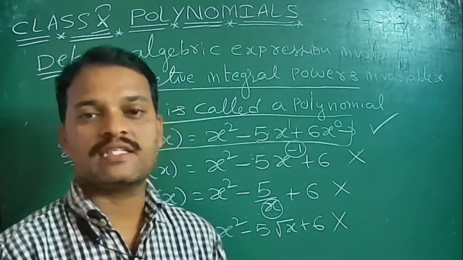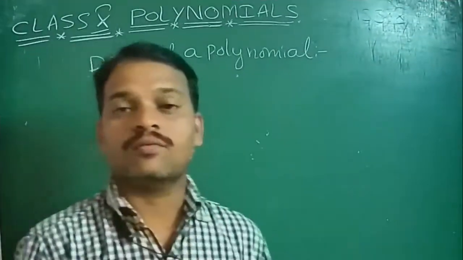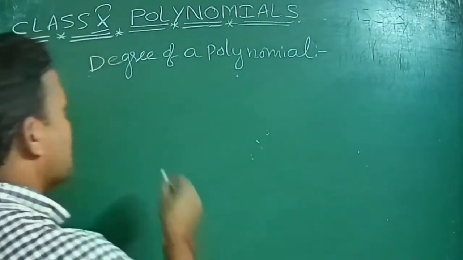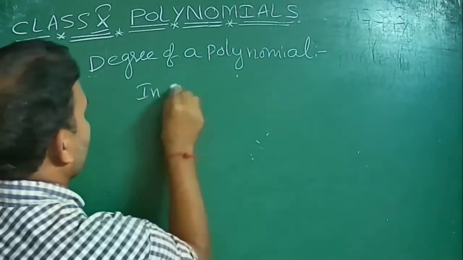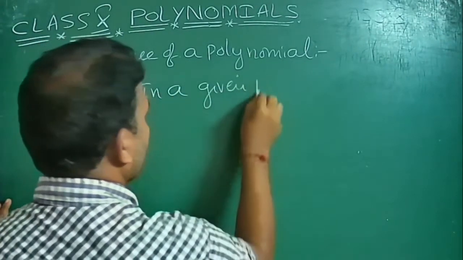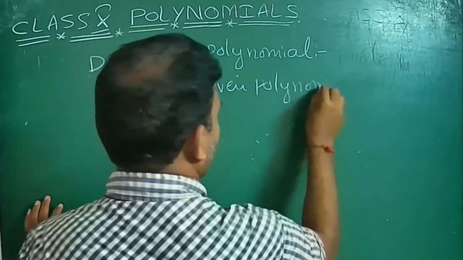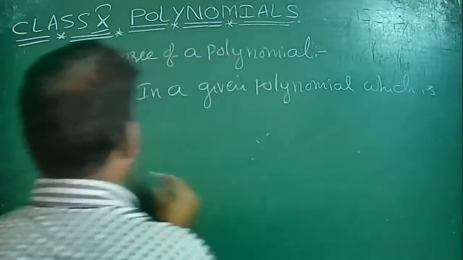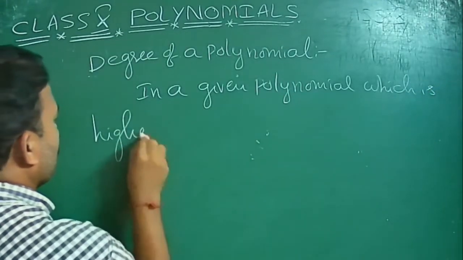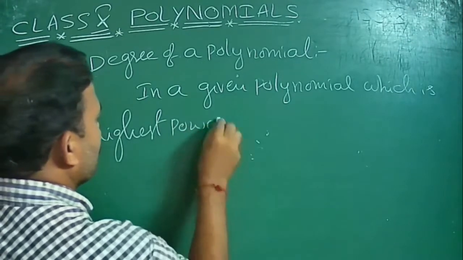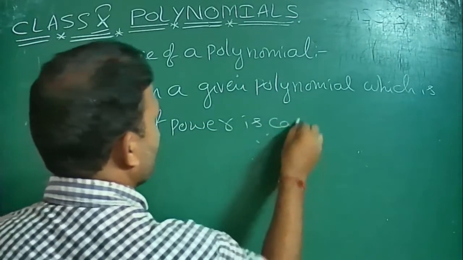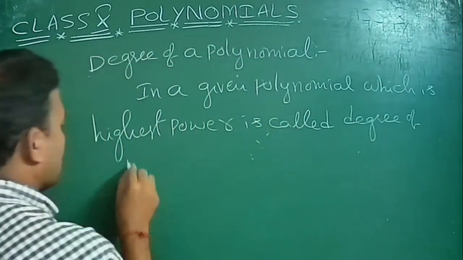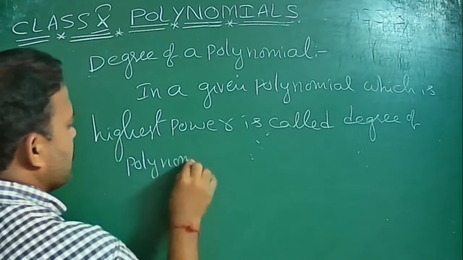Next I want to explain what the degree of a polynomial is. In a given polynomial, the highest power is called the degree of the polynomial.